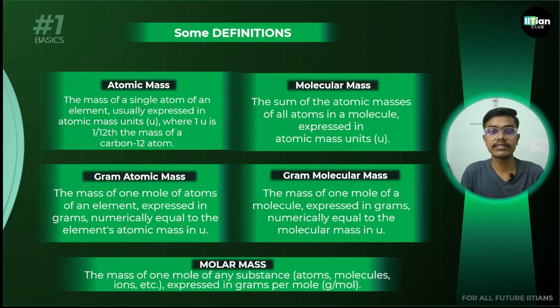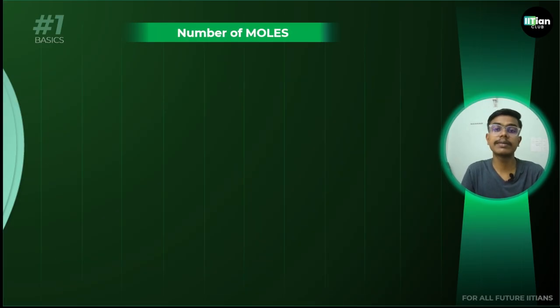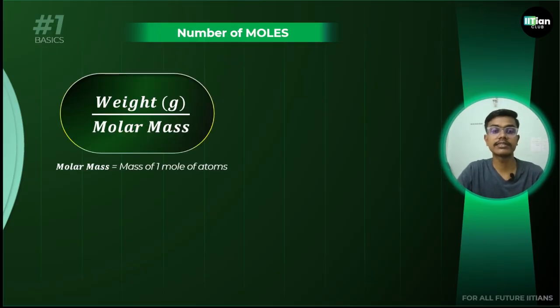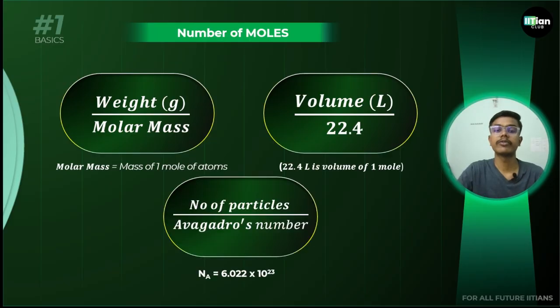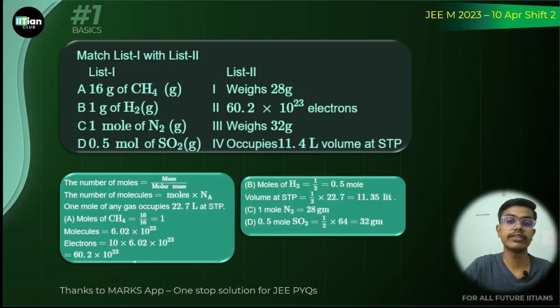Then these are some definitions which you can look forward to, and if you have some confusions you can pause and note this. Then there are multiple ways you can find the number of moles. The first is using the weight. When you divide the given weight by the molar mass, you will get the number of moles. The next one is in terms of volume. Volume divided by 22.4 will give you the number of moles, and the obvious one, number of particles divided by the Avogadro number, will also give you the number of moles.